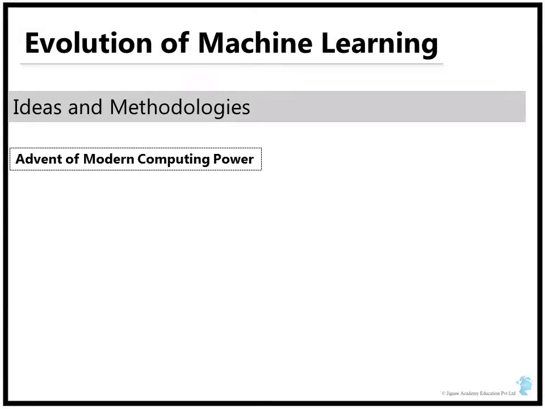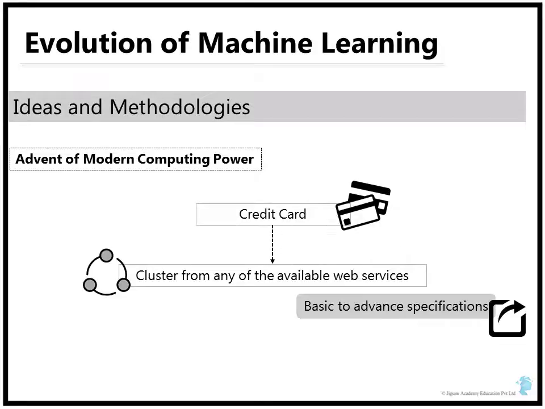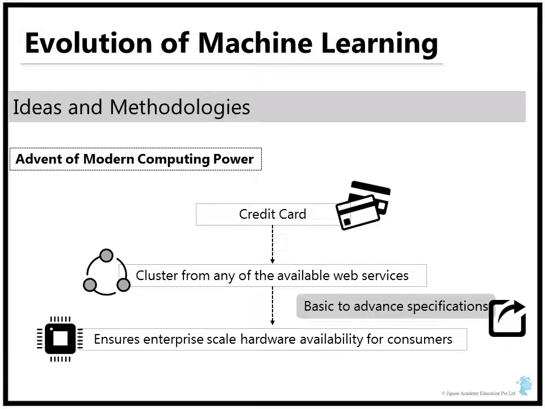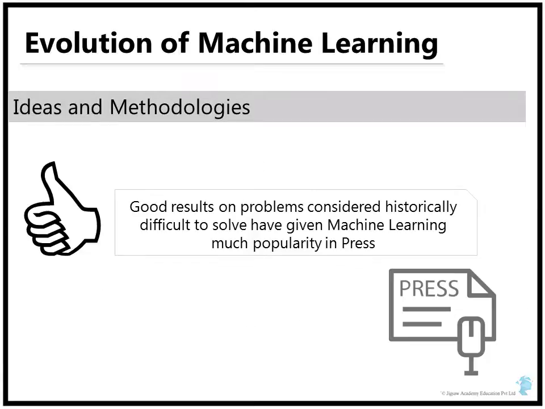The advent of modern computing power has helped spur machine learning. Anyone with just a credit card can spin up a cluster from one or more web services available, ranging from basic to advanced specifications, and this enterprise-class hardware is available to customers in a fraction of minutes. Additionally, good results on problems historically considered difficult to solve have given machine learning a lot of popularity in the press. And most importantly, everybody seems to be talking about it these days.